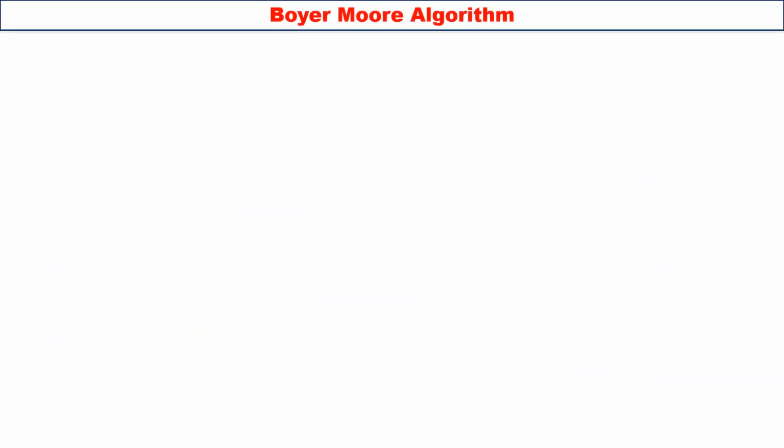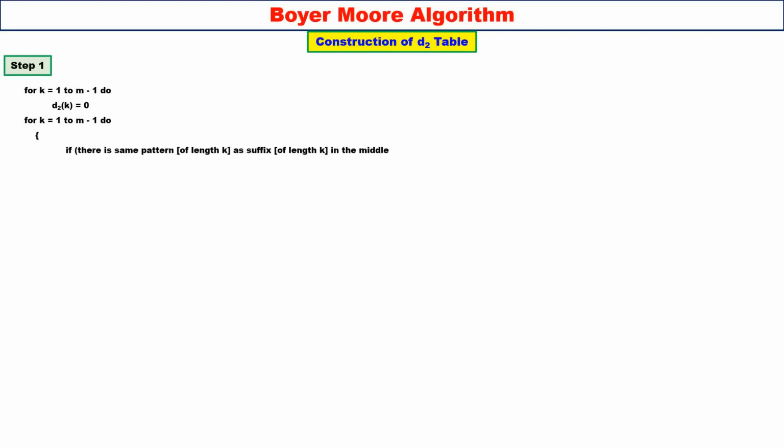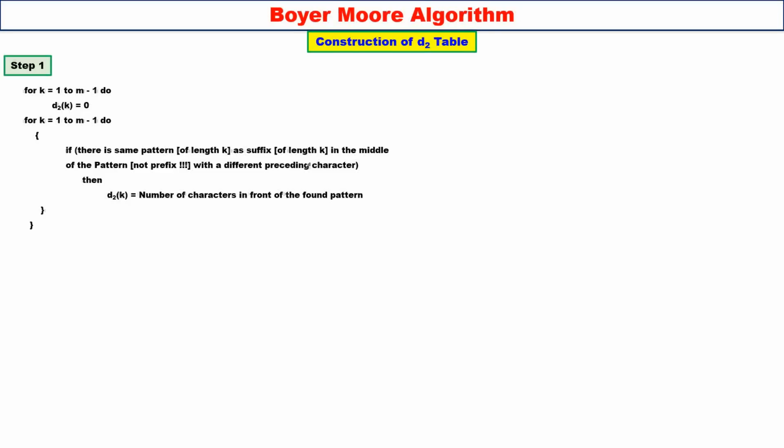Yes, I think these two steps, one after the other, you should apply to construct the D2 table. Now, the same algorithm, K is equal to 1 to M minus 1, D2 of K is equal to 0. First initializing to 0. Then, if there is same pattern, has suffix in the middle of the pattern, not prefix, with a different preceding character, then D2 of K is equal to number of characters in front of the found pattern. Just now we did this. This is step number 1.